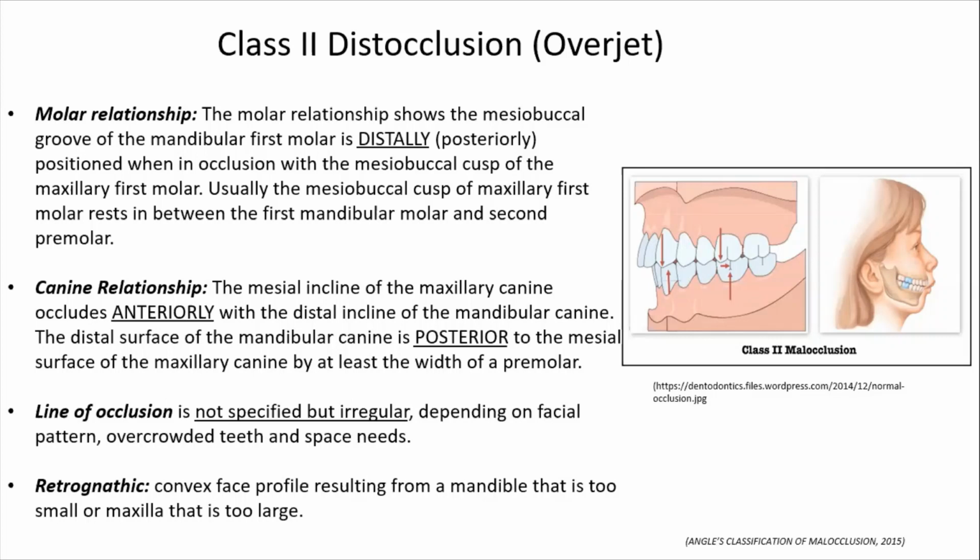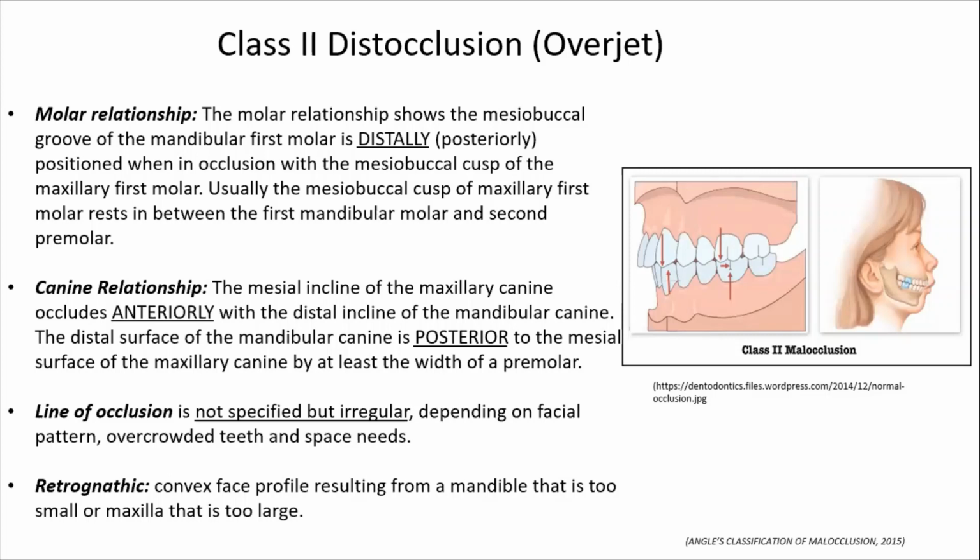The canine relationship here in this class shows that the mesial line of the maxillary canine occludes anteriorly with the distal line of the mandibular canine. You'll notice that the distal surface of the mandibular canine is posterior to the mesial surface of the maxillary canine by at least the width of a premolar. So it's significant, the canine relationship.